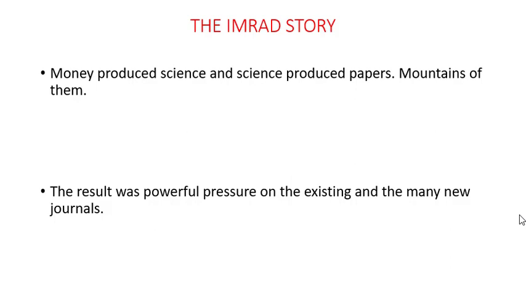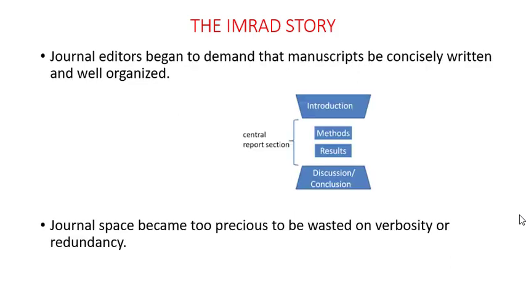Money produced science, and science produced papers, lots of them. The result was powerful pressure on the existing and many new journals. Journal editors began to demand that manuscripts be concisely written, and that those pieces be well organized. So, conciseness and organization, two important features. And journal space also became very costly, and it should not be wasted on verbosity or redundancy.